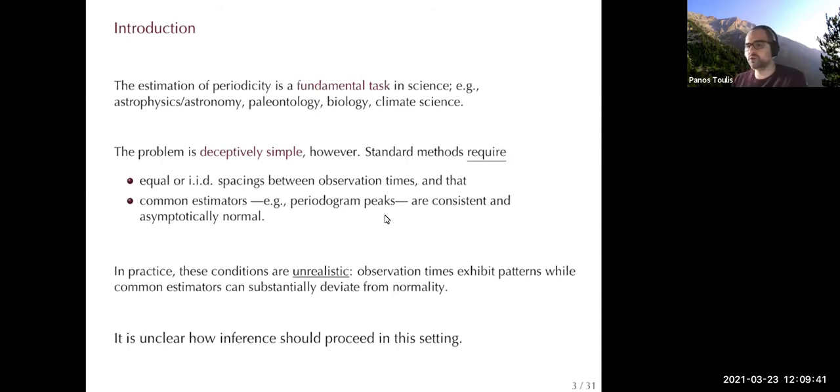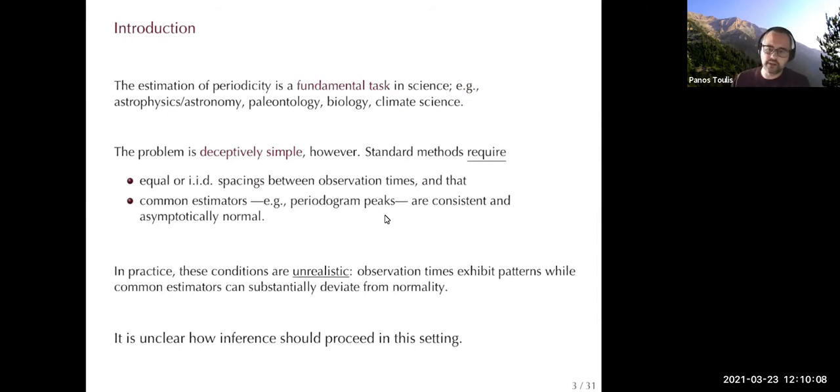Standard methods typically require some structure on the observation times. That is, that they have equal spacings or they're i.i.d. And they also need assumptions or conditions that guarantee that the estimators being used, like the periodogram peaks that I'm going to introduce later, do have nice statistical properties. They're consistent, they're asymptotically normal, and so on and so forth.